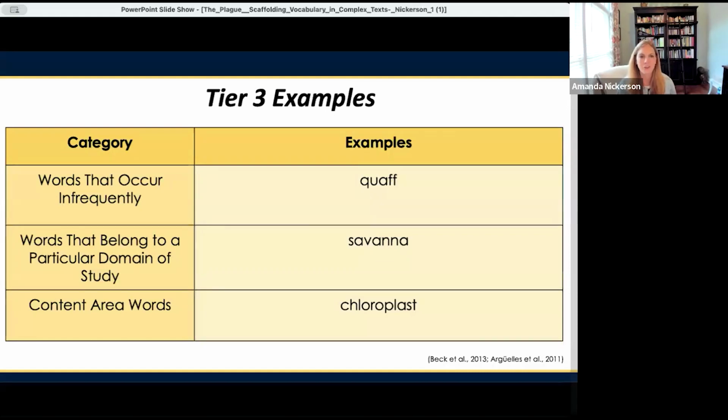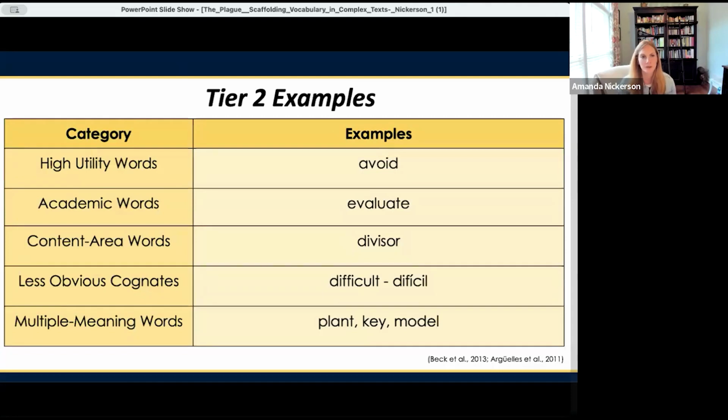They're words that belong to a particular domain of study, so words like savanna, and they're content area words like chloroplast. Now, you're probably most familiar with tier 2 examples, and that's because these are those high utility words that typically show up across texts and conversations, across domains, and they're the kind of words that when we teach them to kids, they stand a good chance of using them in their real life to communicate ideas and concepts. So those are words like avoid, right? Or academic words like evaluate, or content area words like divisor that are a little bit more commonly used outside of a textbook or a classroom setting.